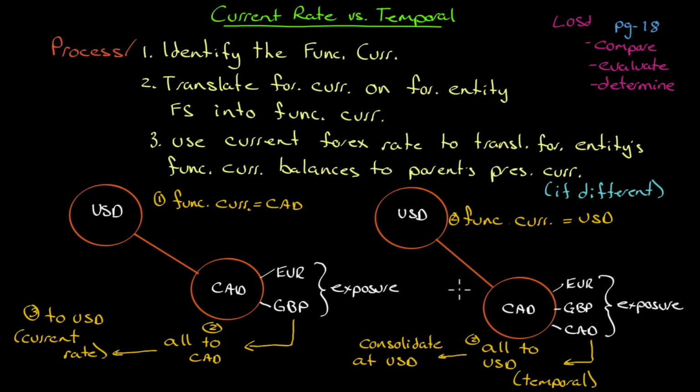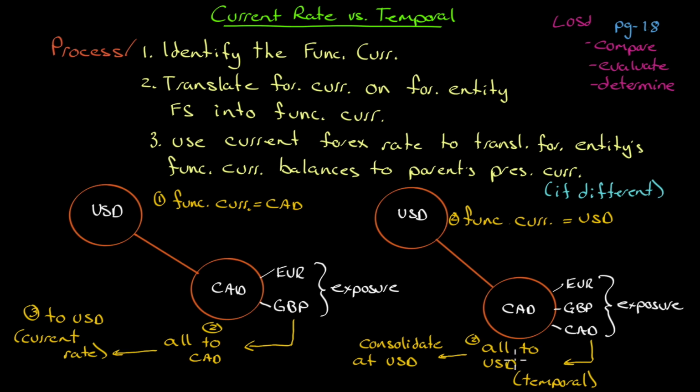Look over here. Here, the functional currency is the US dollar. So you have a US parent whose functional currency is the US, and you have a Canadian subsidiary, and even though it's Canadian, the functional currency is the US dollar. Let's do the same thing with this exposure. It has euro and pound exposure, but being that its functional currency is the US, it also has Canadian exposure from all its other Canadian stuff. So step number 2 says translate all of that to US. That would be the temporal method.